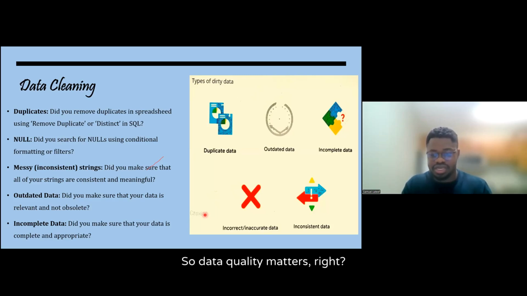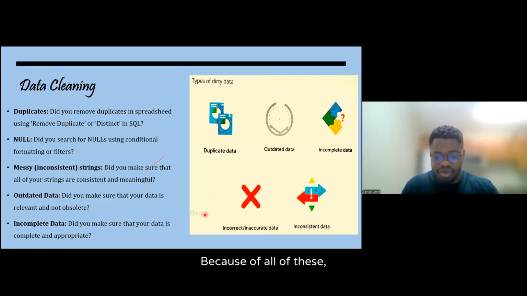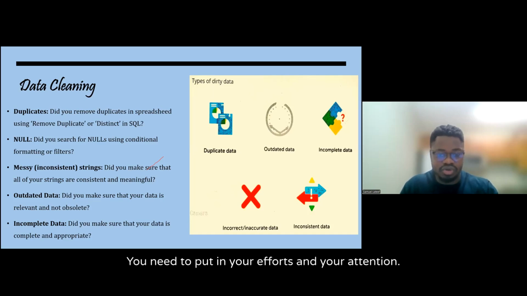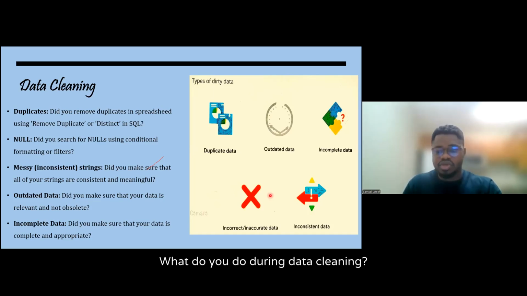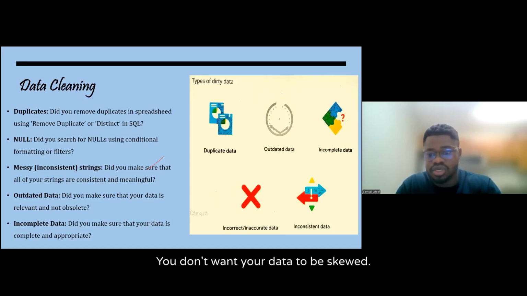So data quality matters, right? Also, this is the phase that is most susceptible to bias, misrepresentation or misinterpretation. Because of all of this, you need to put in your time, your efforts and your attention. What do you do during data cleaning? You want to remove duplicate data in order to avoid overrepresentation or underrepresentation or skewness. You don't want your data to be skewed.